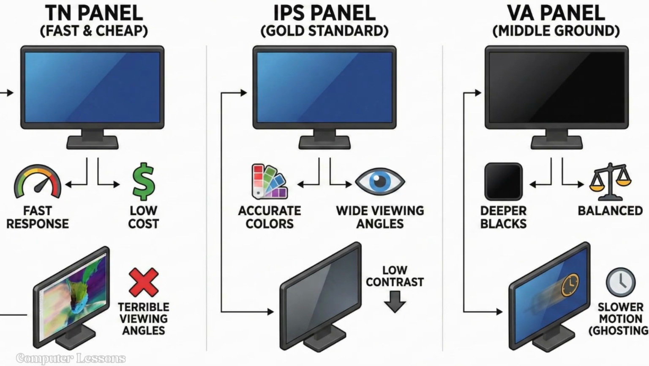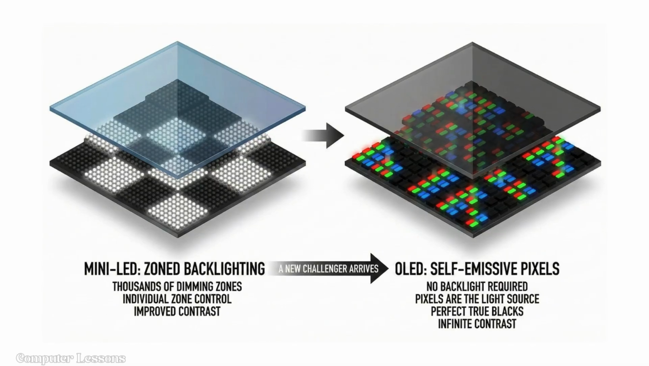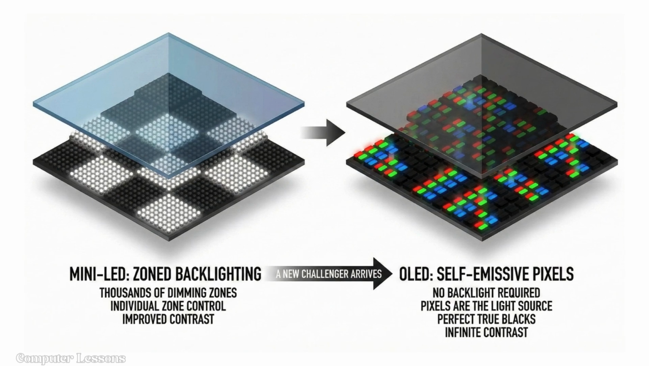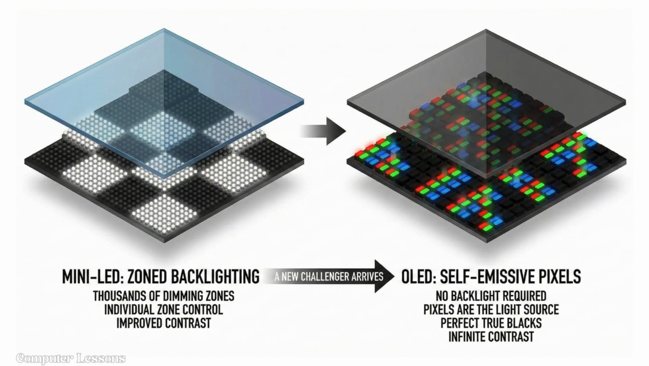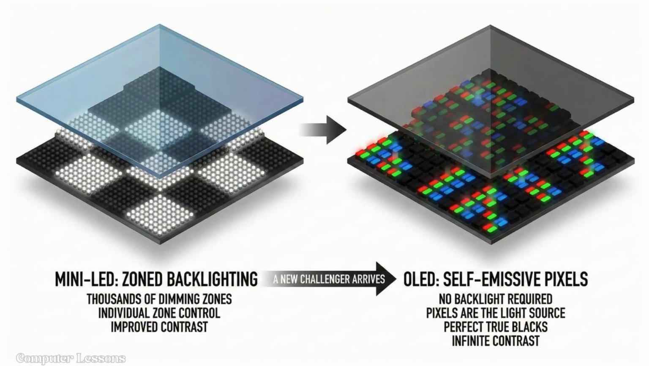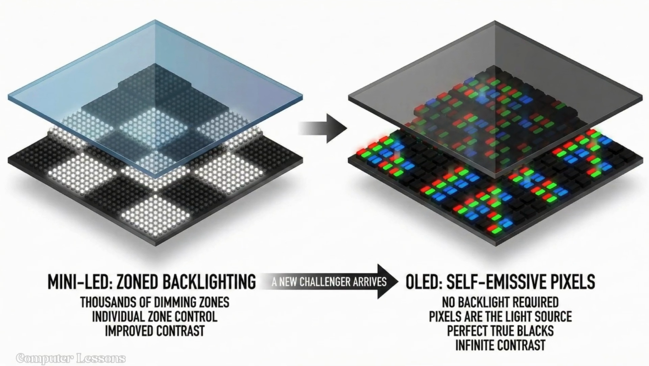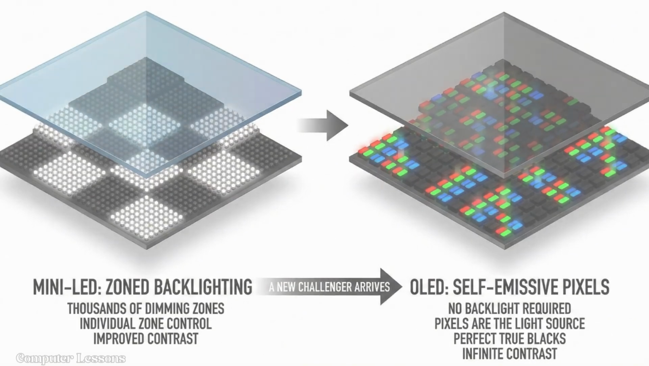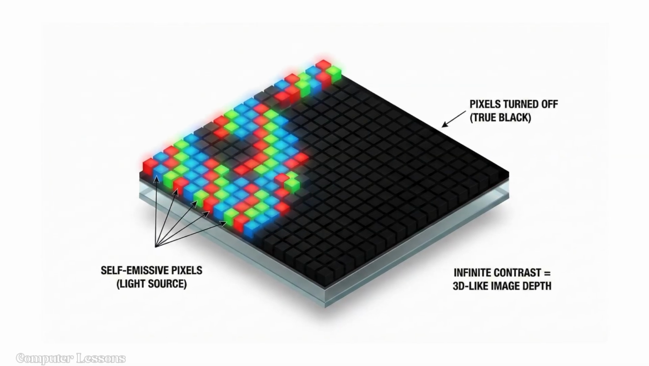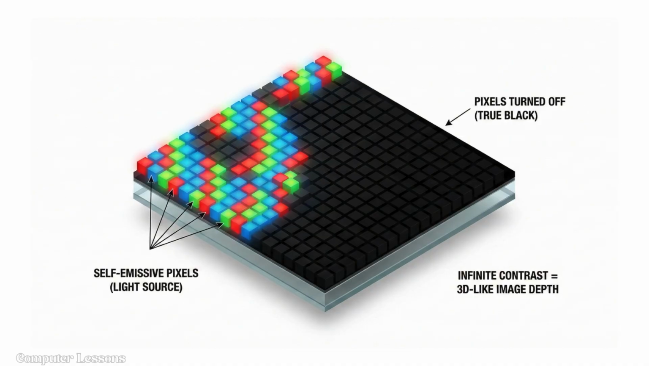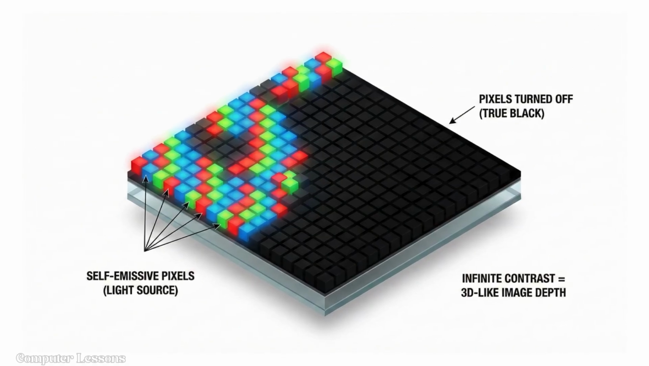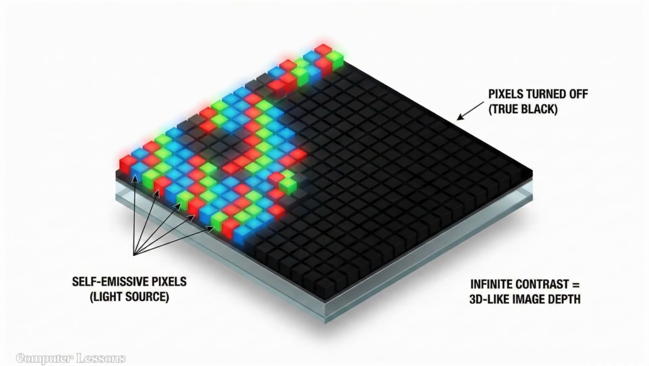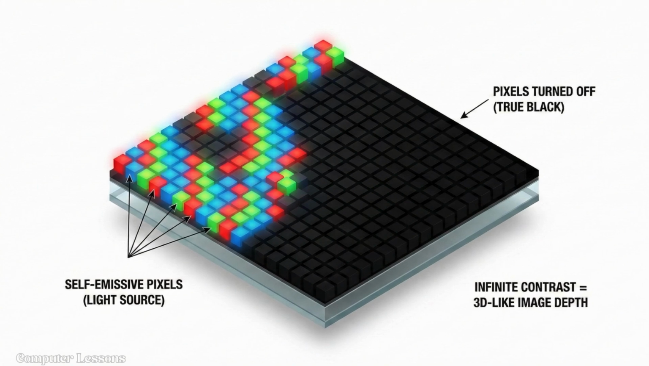To solve the contrast problem, engineers invented Mini LED, which uses thousands of tiny lighting zones that can turn off individually. But recently, a new challenger has arrived to dethrone LCD entirely. Enter OLED, or Organic Light Emitting Diode. In an OLED screen, we remove the backlight entirely because the pixels themselves are the light source. If you want to show black, you simply turn the pixel off completely. This creates true black and infinite contrast, creating an image that feels almost 3D.